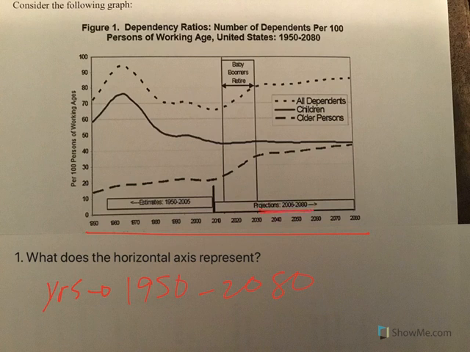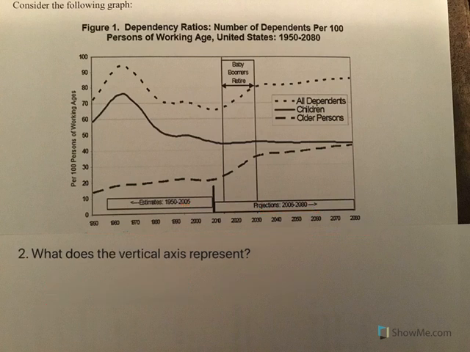So this graph was made in approximately 2006 or 2005. So everything else is projections after that point. What about the vertical axis? Well, here's our vertical axis. Notice that it says per 100 persons. So the vertical axis actually represents the dependency ratio.